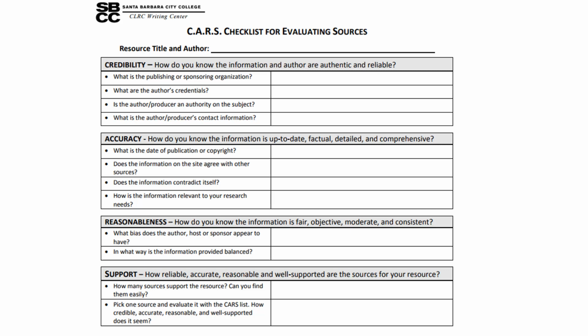Reasonableness. So how do you know the information is fair, objective, moderate, consistent? This is where we really want to take another look at bias. Does the author or the publisher of this information have a stake in it? When you are looking at literature, even peer-reviewed journal articles, don't let that trick you into thinking that you should just believe everything that they say.